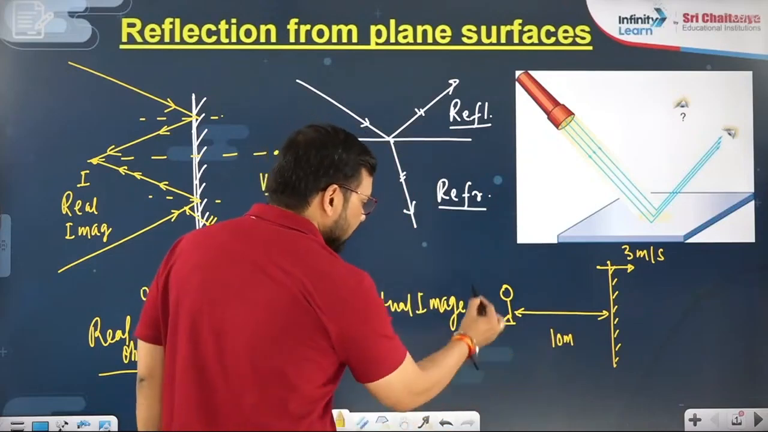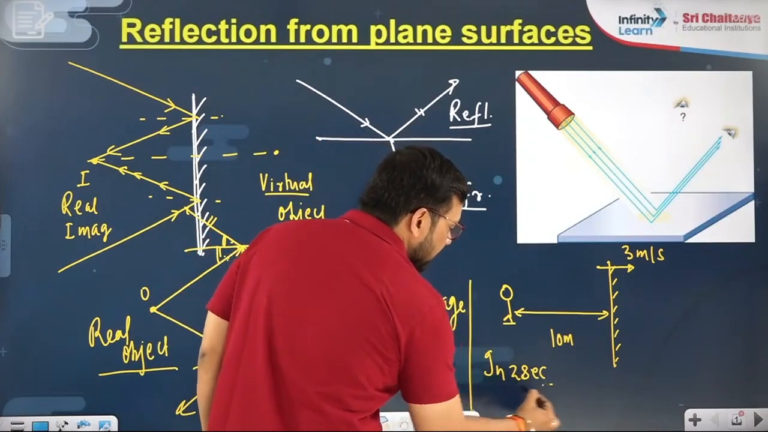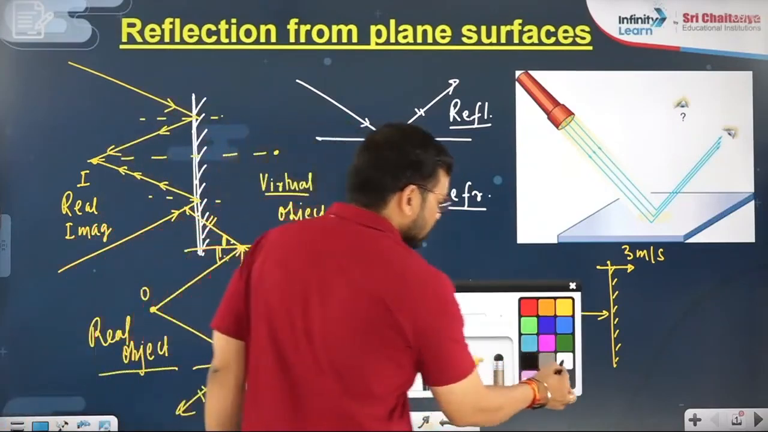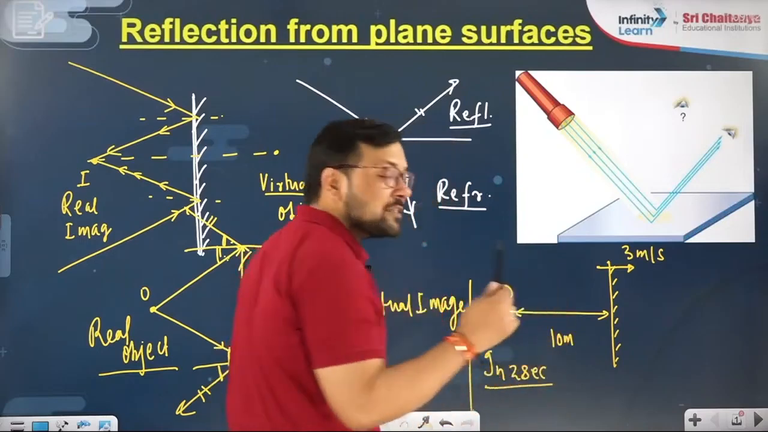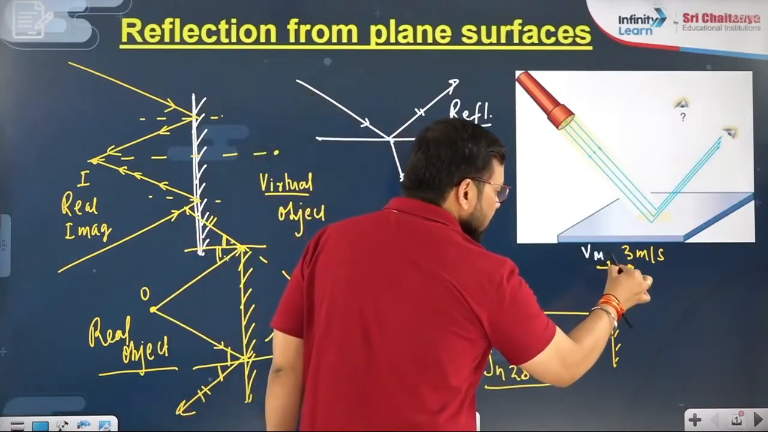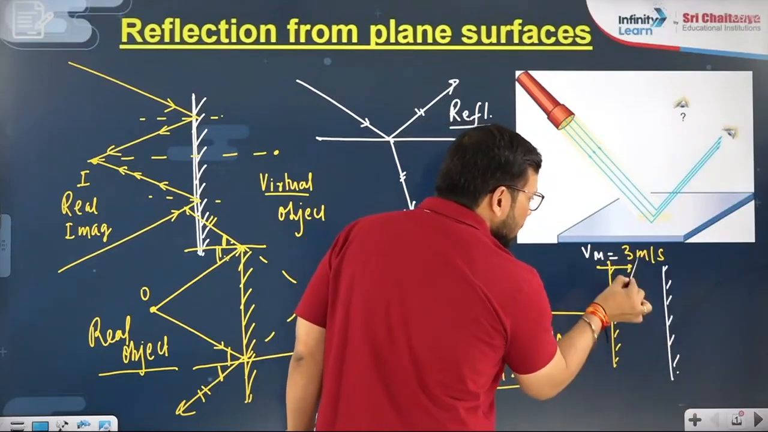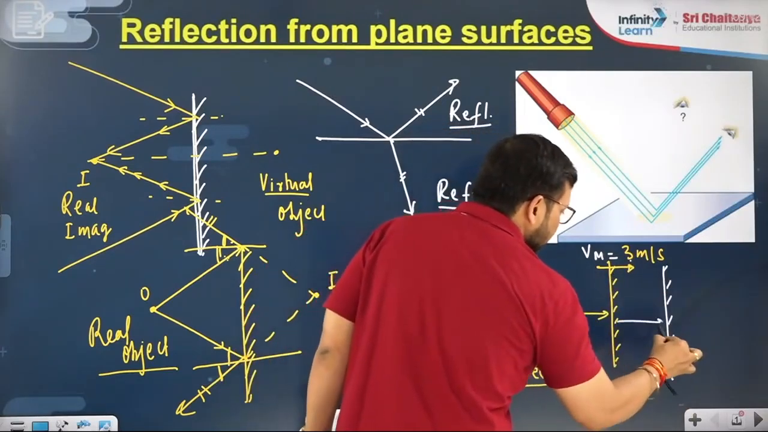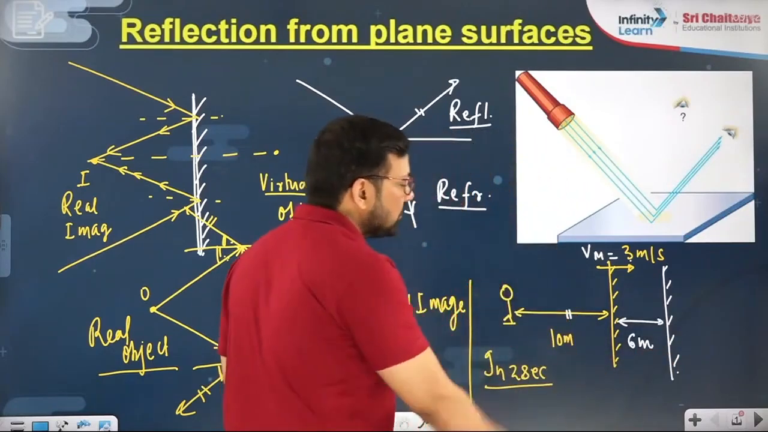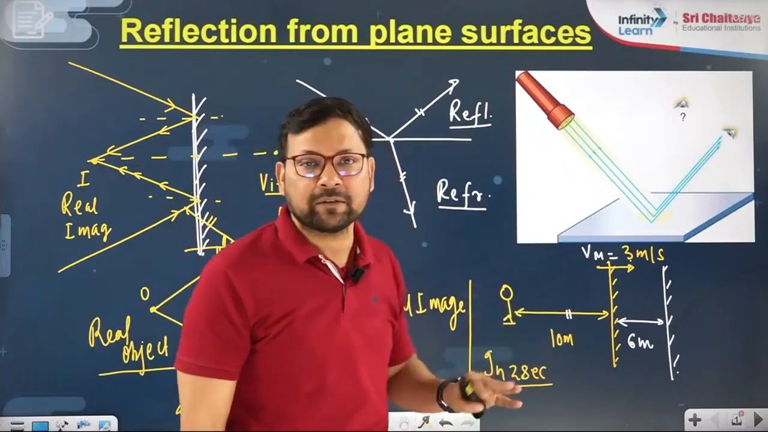Can you tell me, in 2 seconds, Abdul, how much distance the mirror would have covered? If I calculate from basic kinematics, distance is velocity into time. The mirror velocity we earlier took as 3 meters per second, so after 2 seconds the mirror has covered velocity into time, that is 6 meters. So the mirror has covered 6 meters, and I was originally at a distance of 10 meters. Now from the shifted position, my distance is 16 meters, 10 plus 6.